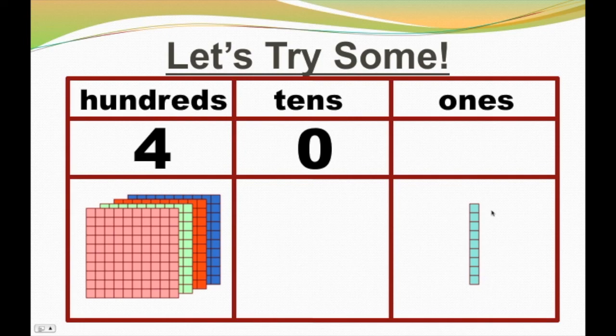And let's say in my ones place, I have this many ones. Well, what number would I put here? Well, let's count it out. 1, 2, 3, 4, 5, 6, 7, 8, 9. Since I have 9 ones here, I would put a 9 in the ones place. And altogether, this makes the number 409.